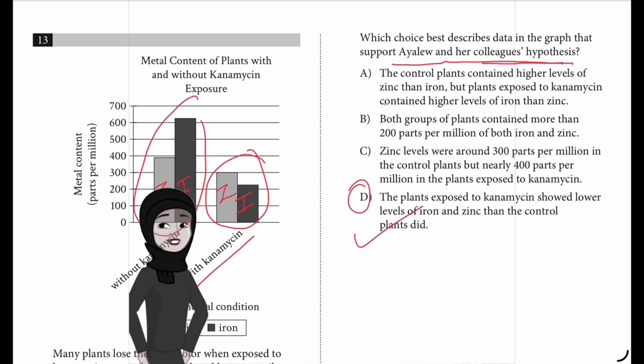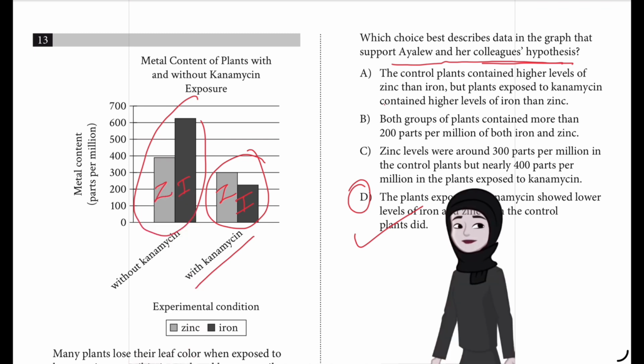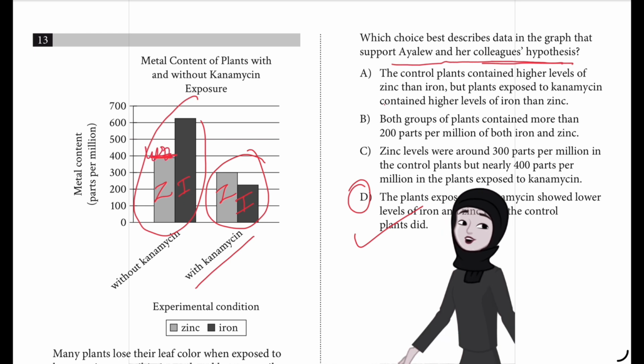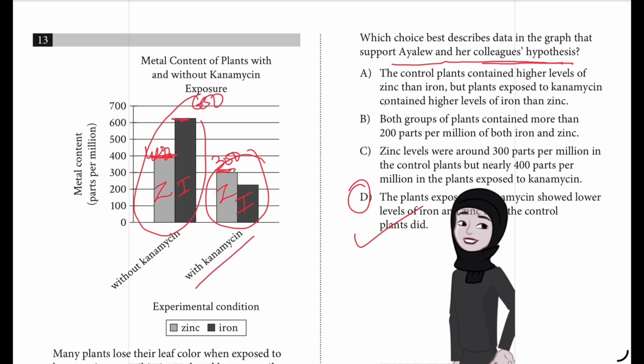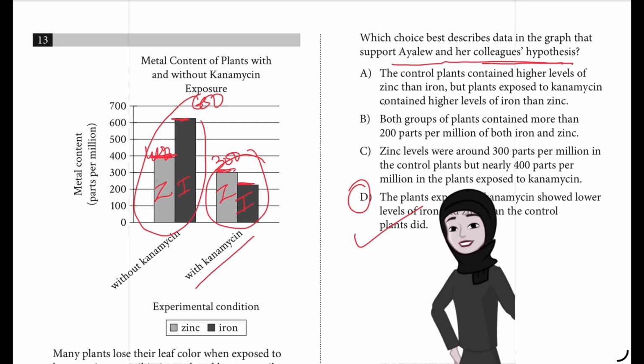The graph compares the metal content of two groups of plants, one with kanamycin exposure and a control group without such exposure. The amount of zinc in plants without kanamycin exposure is around 400 parts per million. So without kanamycin, you can see it is 400 parts per million, while the amount of zinc in plants with kanamycin exposure is lower at about 300 parts per million. Similarly, the amount of iron in plants without kanamycin exposure is a little over 600 parts per million, and the amount of iron in plants with kanamycin exposure is lower at a little over 200 parts per million.